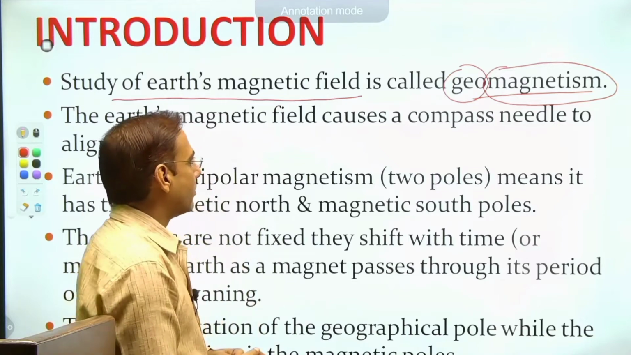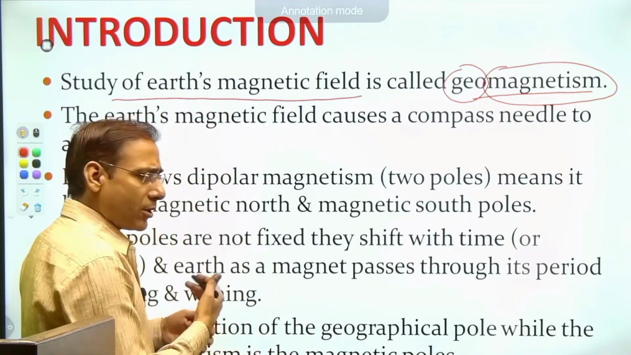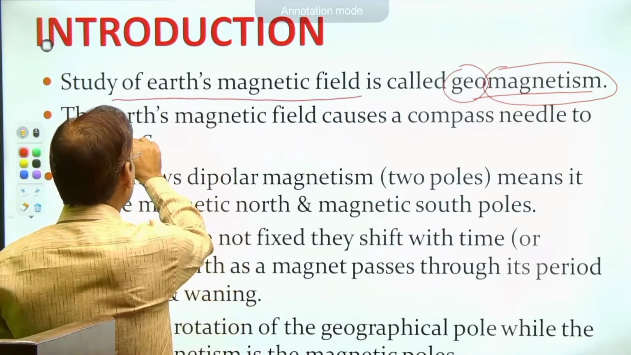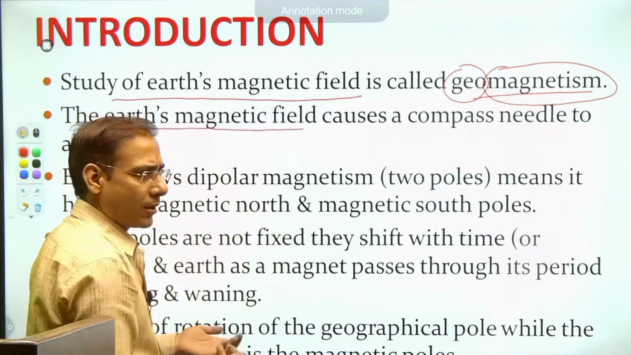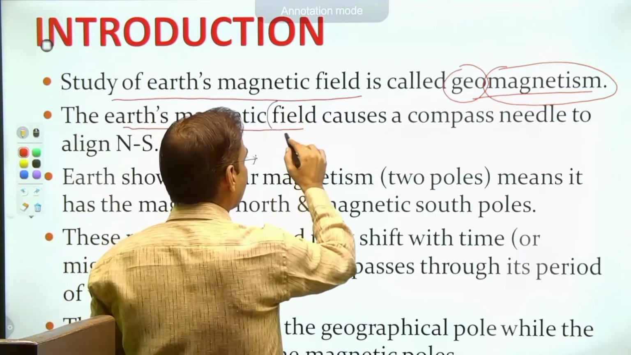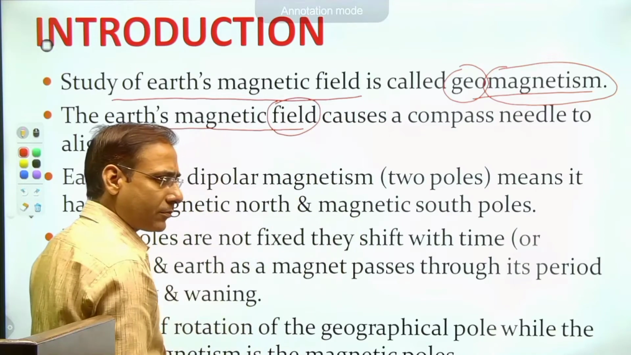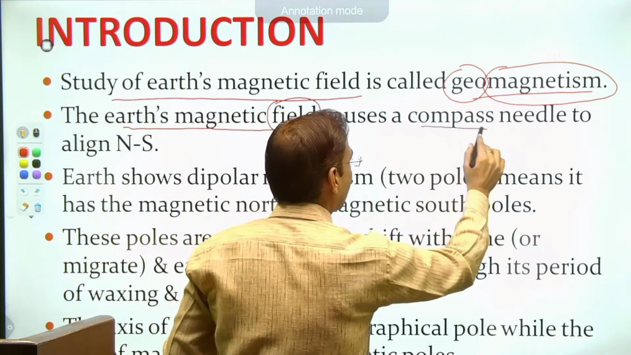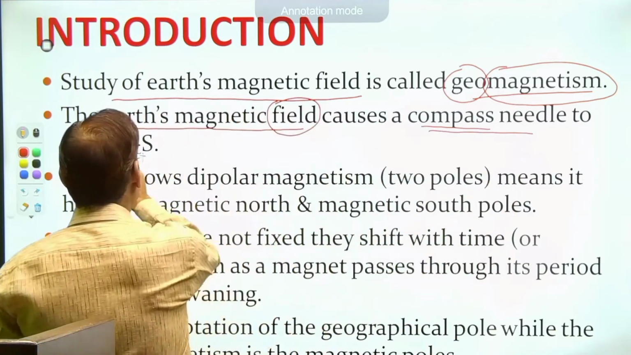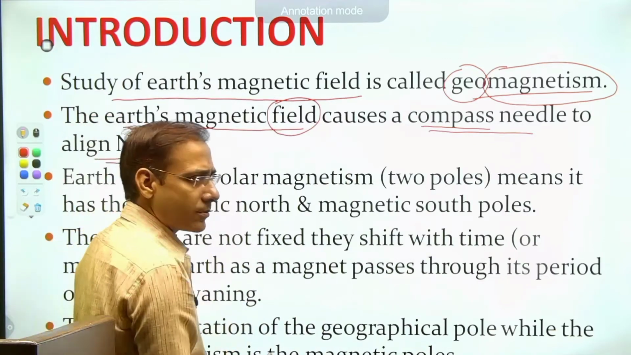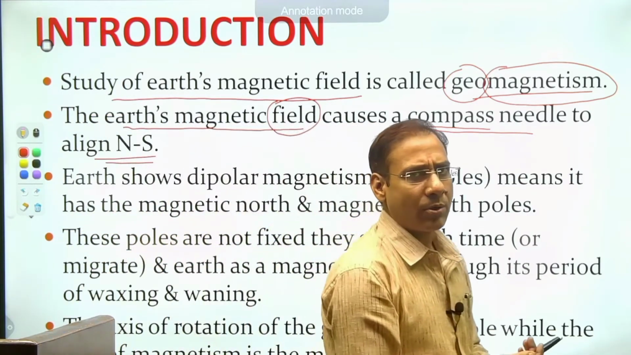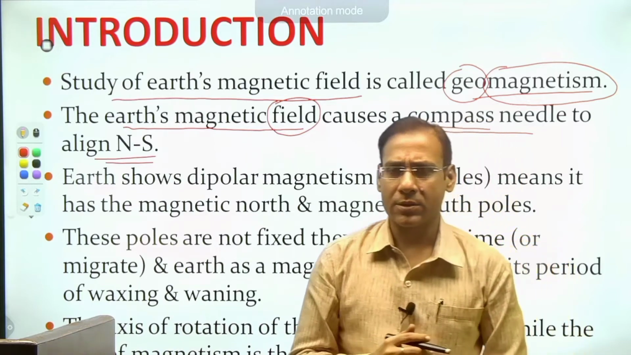Now we have been using this magnetic property since long, because the earth's magnetic field causes the compass needle to align in the north and south direction. I am talking about the geographical north and geographical south.